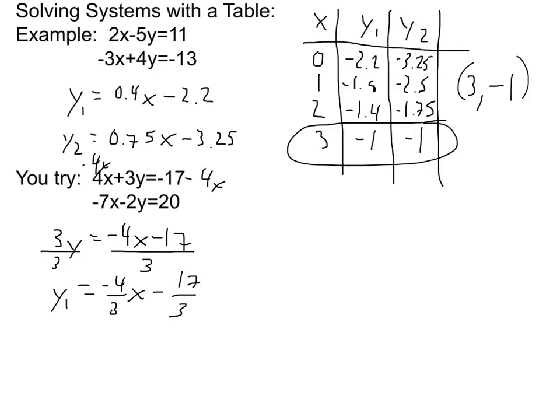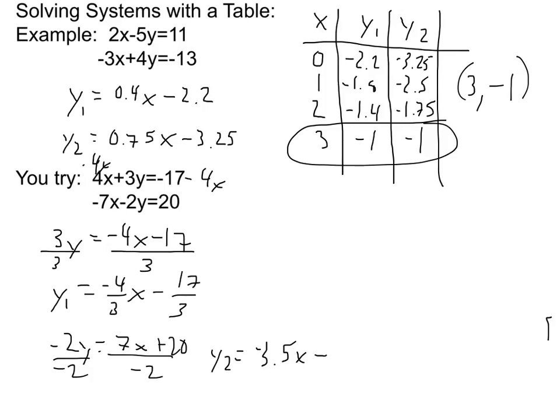Okay, for the second one, do the same thing. Move that 7 over. So we get negative 2y equals 7x plus 20, divided by negative 2, divided by negative 2. So y2 equals, and I'll change these to decimals for you because I know you like them better. 7 divided by negative 2 is negative 3.5x, minus 20 divided by negative 2 is negative 10.